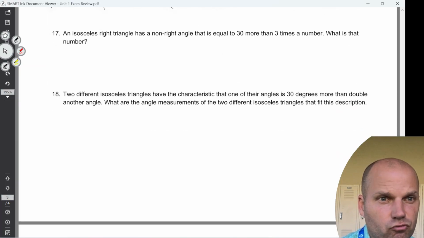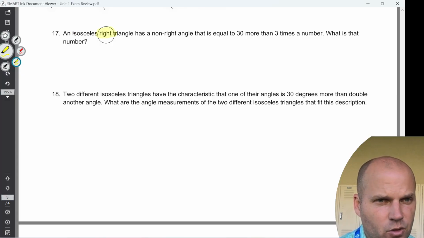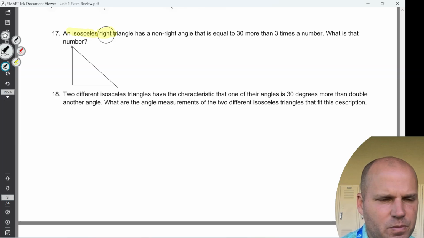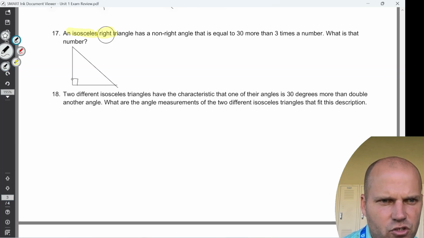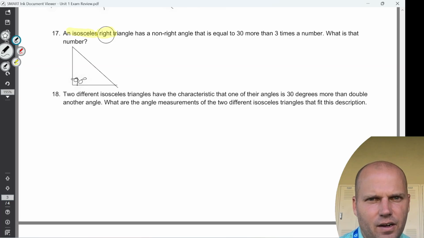17. An isosceles right triangle. Pay attention to the word right. Pay attention to the word isosceles. Isosceles means two of the side lengths are the same, which means two of the angle measurements are the same. Since it's a right triangle, that's a 90-degree angle down there.